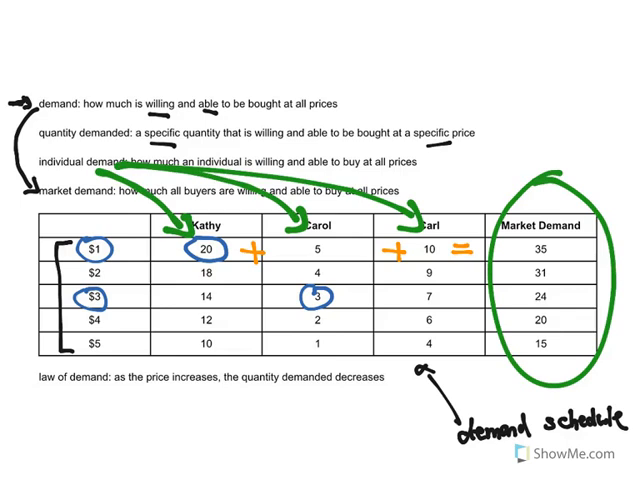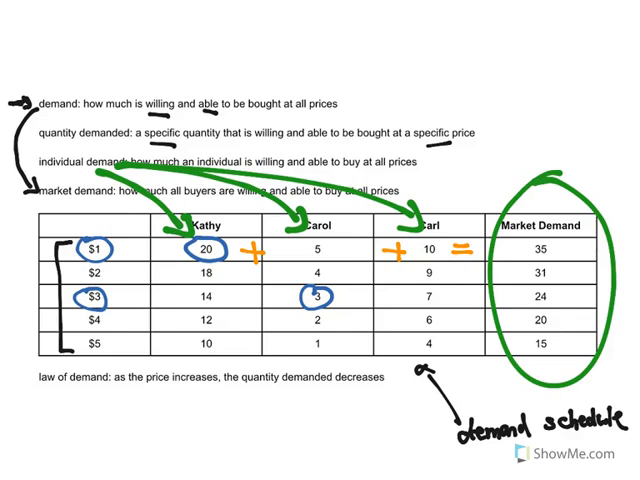How did we get 35? Well, we added Kathy's 20 plus Carol's 5 plus Carl's 10 to get 35 units. So this means that the market demand for this good at a price of $1 is 35 units, because we added up the individual demands of Kathy, Carol, and Carl together.